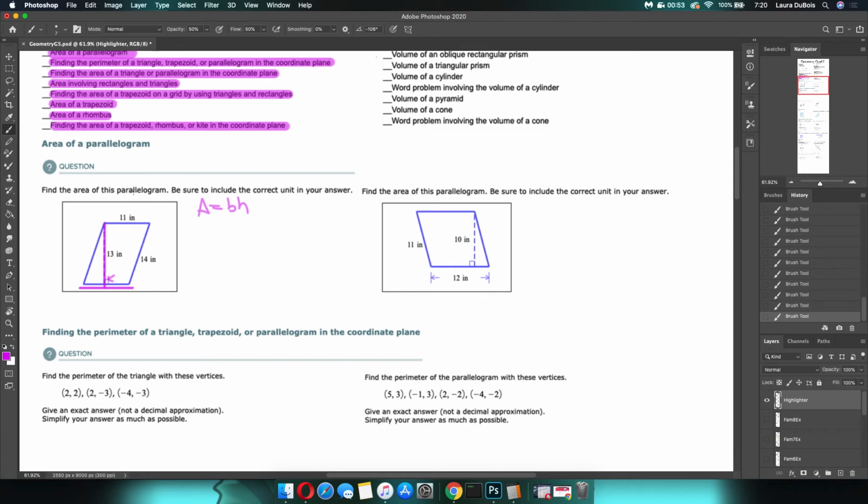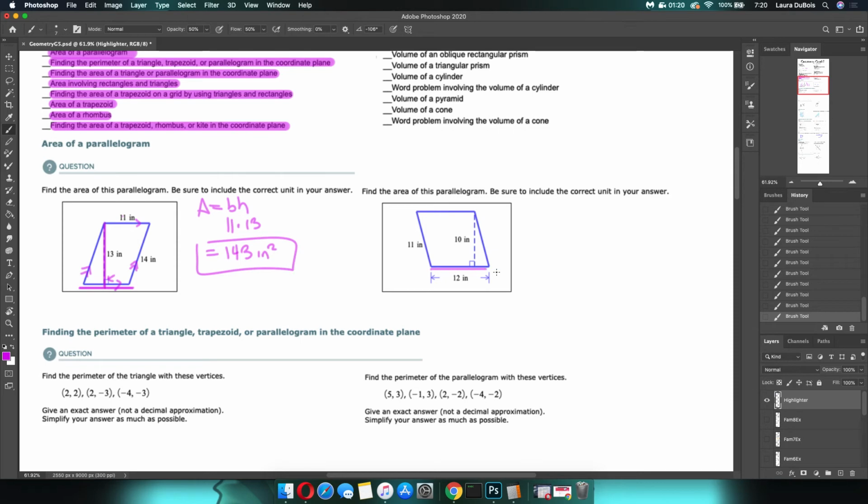So parallelogram, parallel means you have two sets of parallel sides. So this side is parallel to this side, and this side is parallel to this side. Hopefully you remember that shape from middle school math. What do we have? Our base is going to be the same as this, so it's going to be 11 times our height, which is 13, and the math for that is pitifully simple. It is going to be 143 inches squared.